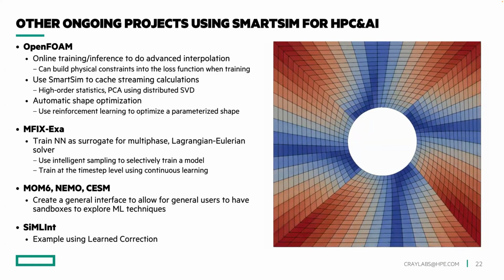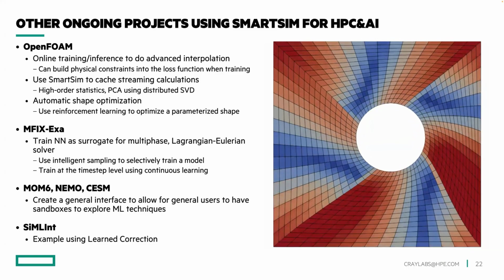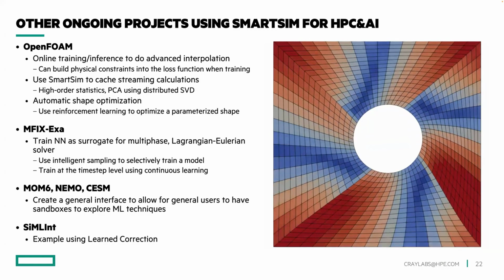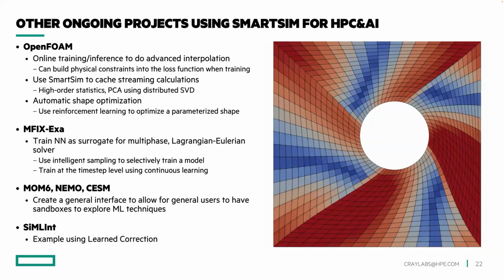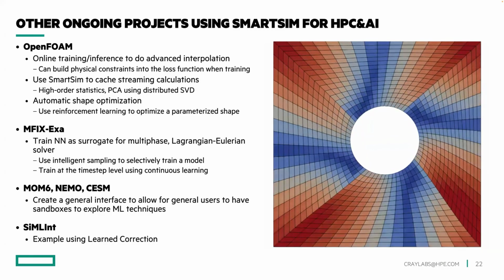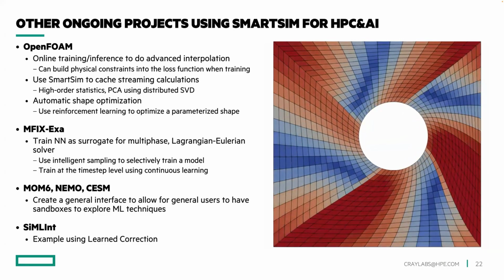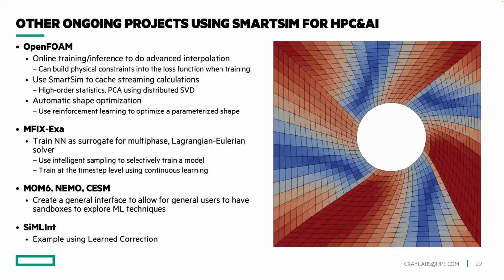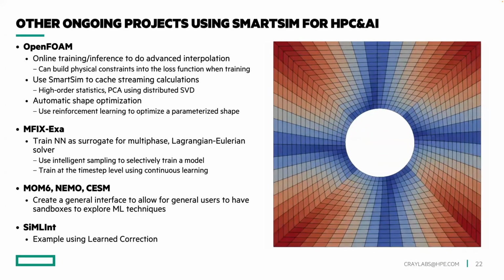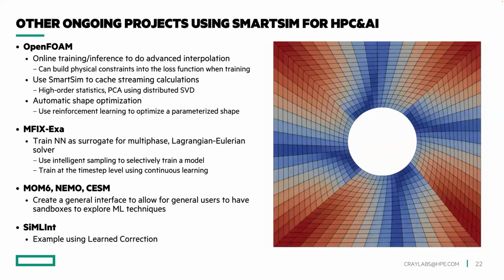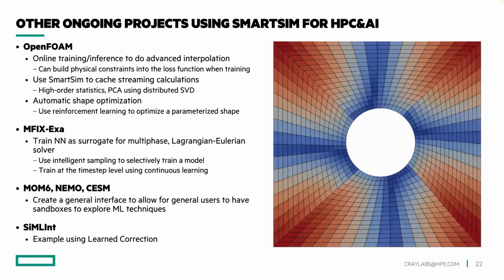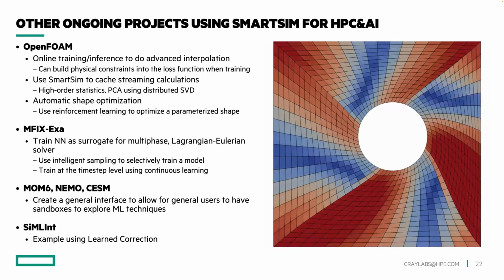SmartSim is being used by most of the well-established models in oceanography. And SimLint is part of the UK exascale, so Excalibur, the exascale funding initiative in the UK. It uses SmartSim again for performing AI operations in HPC simulations using what's called learned correction.